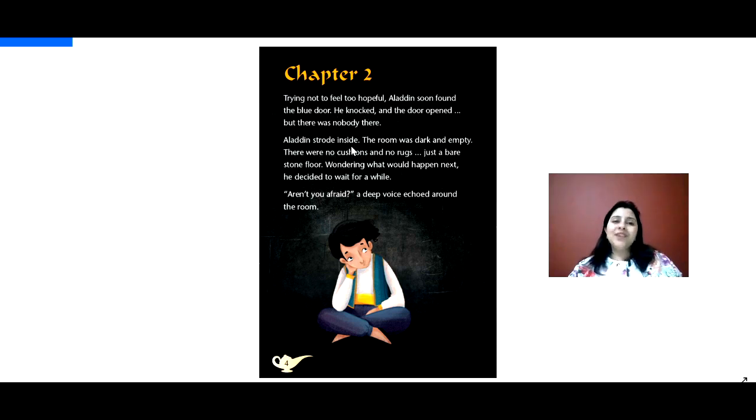Aladdin strode inside. Look at the powerful verb used here, strode, because the writer wants to show the way Aladdin went inside. The room was dark and empty. Can you see the picture? It was dark, empty. There were no cushions, no rugs, nothing. Just a bare stone floor. Look, nothing is there, only an empty stone floor.